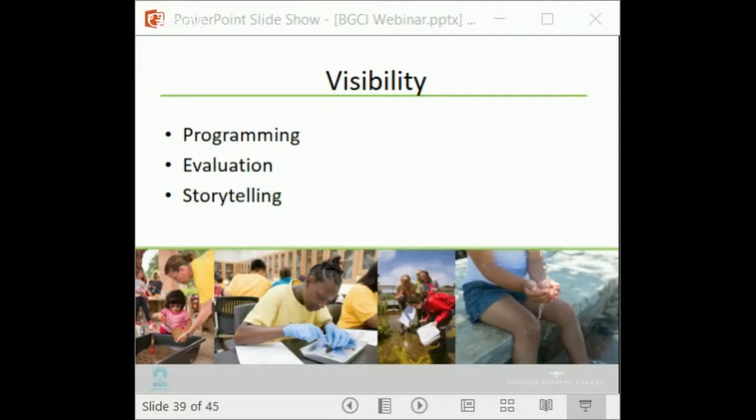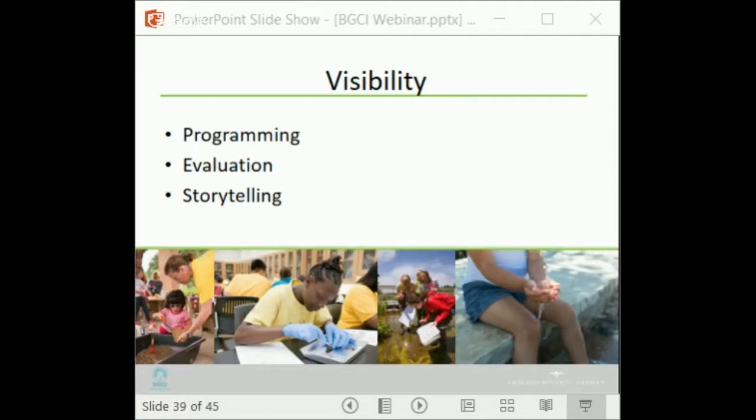The second is evaluation. I don't know if any of you were at the last BGCI webinar where they focused specifically on evaluation, but it's a really, really important component of any program. To have credibility, you need to be able to prove beyond the anecdotal level that your programs do what you say they do. And that's also a key to fundraising. And you don't have to have a fancy evaluation. You just need something that tells you that you're getting the results that you're aiming for.